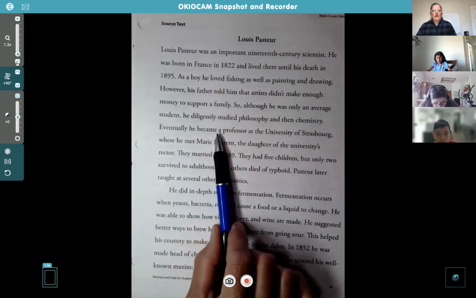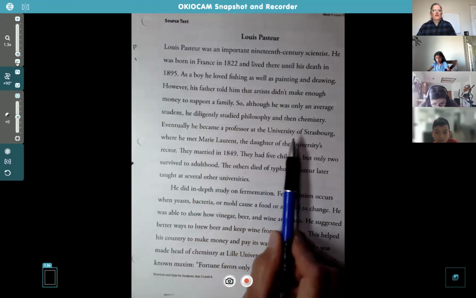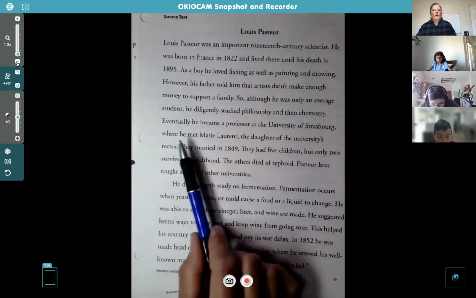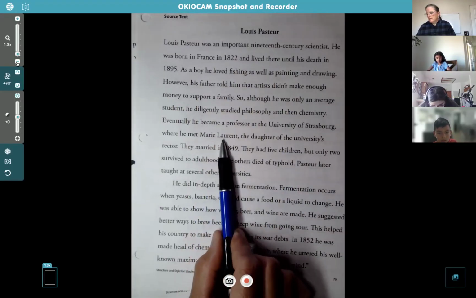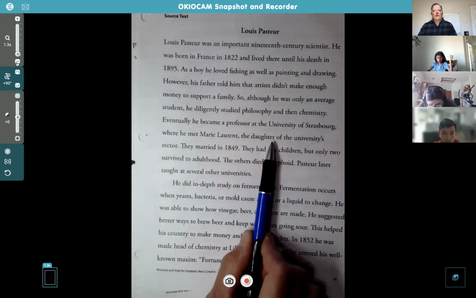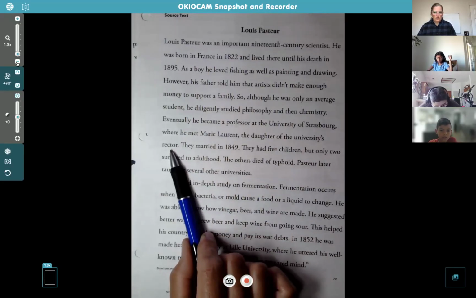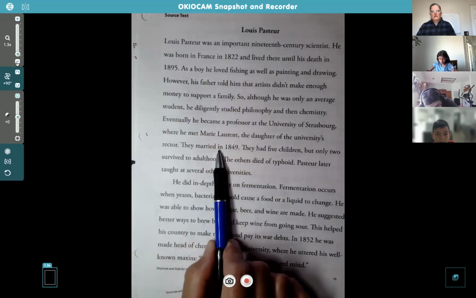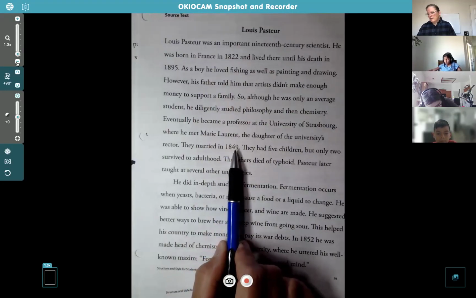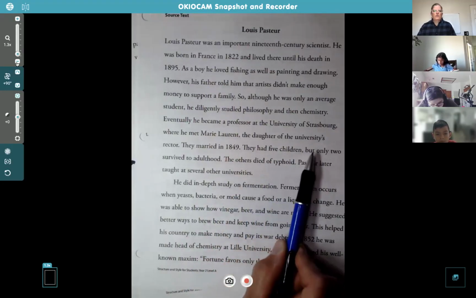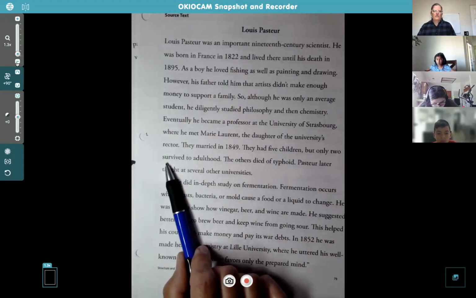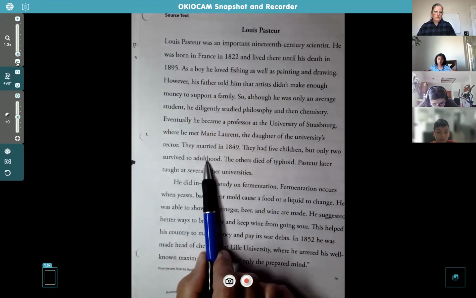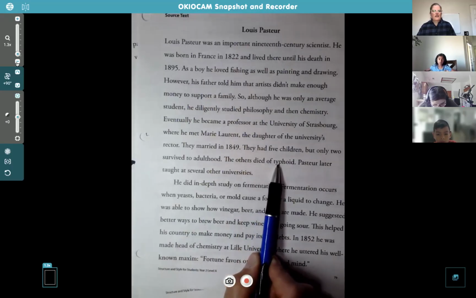Eventually, he became a professor at the University of Strasbourg, where he met Marie Laurent, the daughter of the university's rector. And by the way, rector means like the president of the university, so she was like in charge of it. They married in 1849. They had 5 children, but only 2 survived to adulthood. The others died of typhoid.